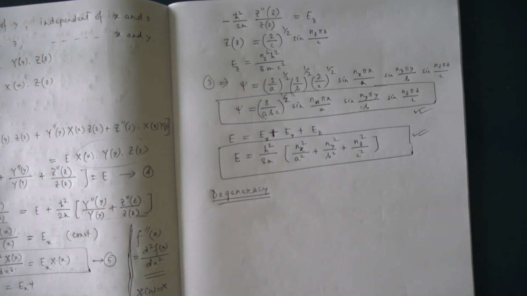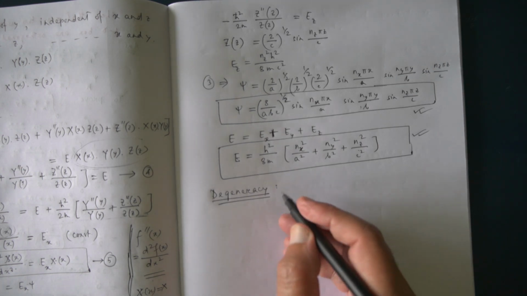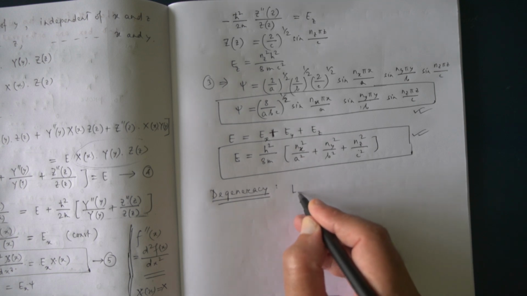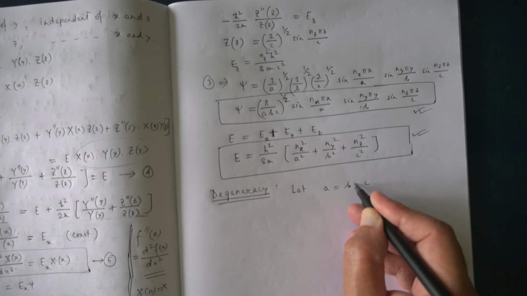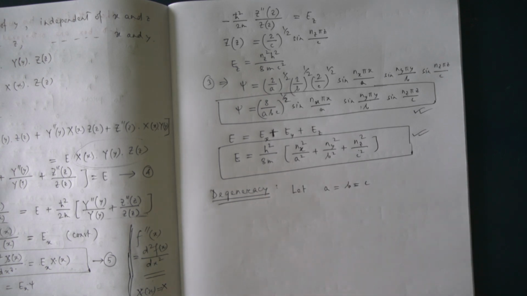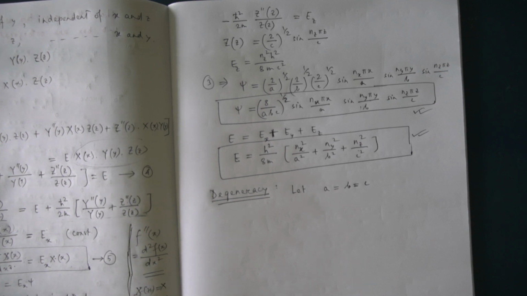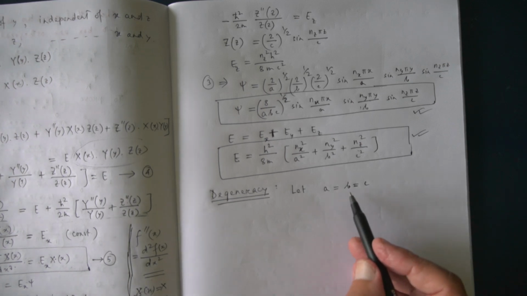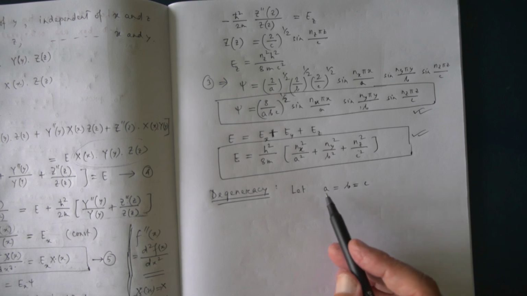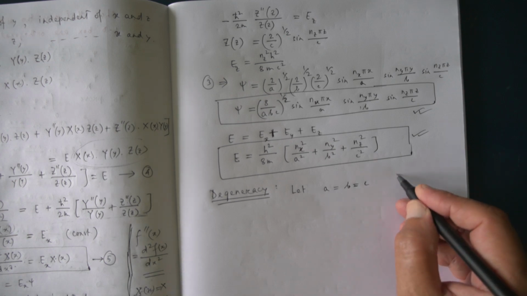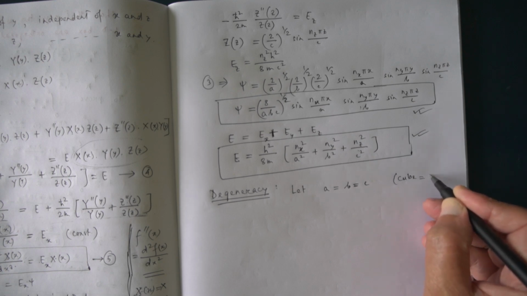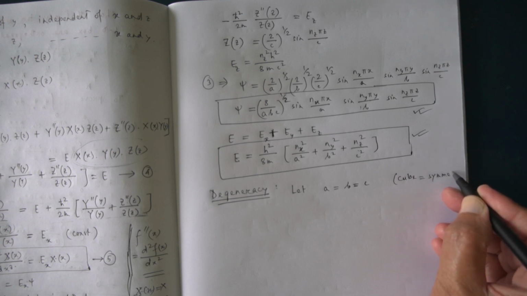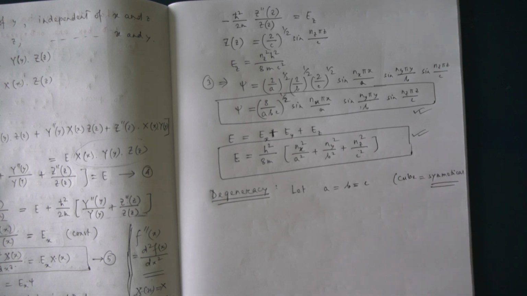We can explain what we mean by degeneracy. Now for that, let us assume that a equal to b equal to c. That means the box is a cube. Cube means it is symmetrical. Cube means it is more symmetrical.